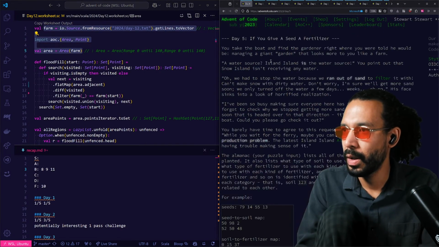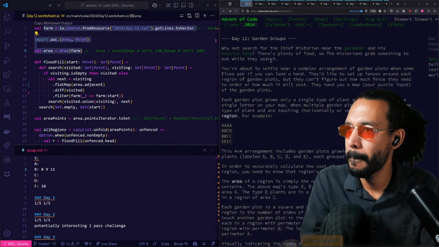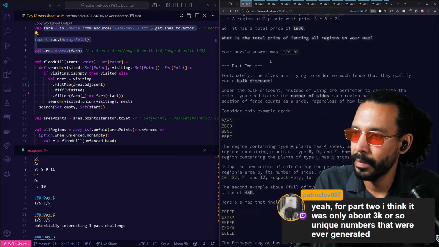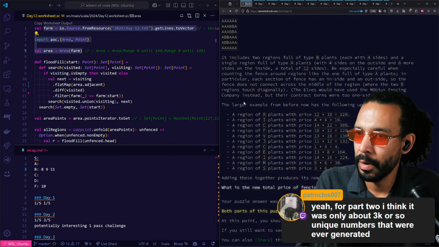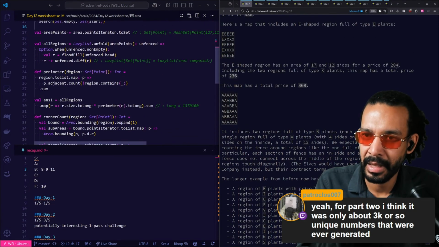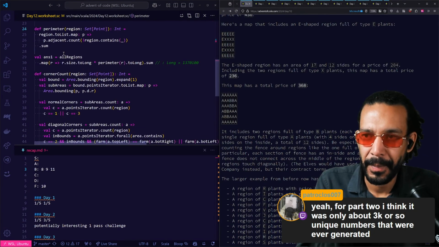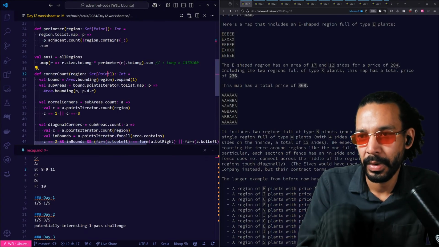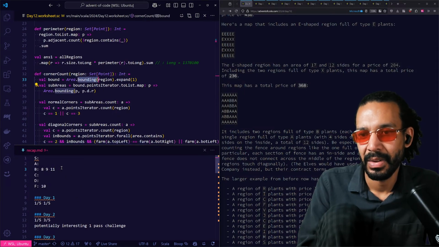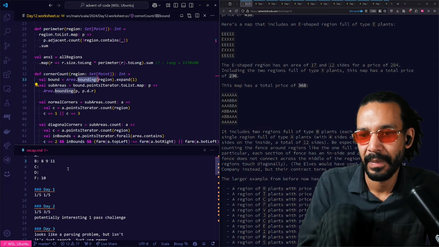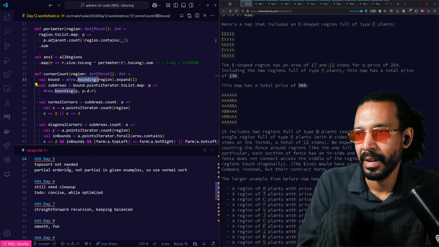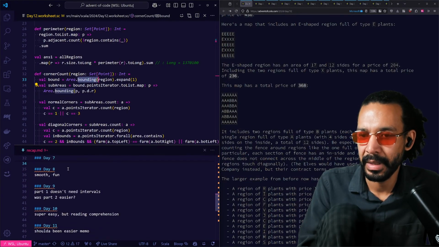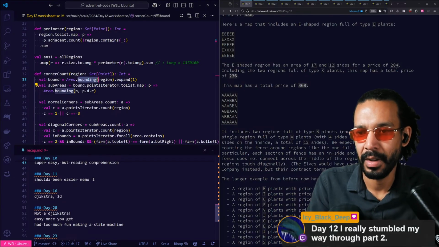Okay, day 12. Oh, the farms. This was fun. What was it? Like flood fills and then perimeter. Oh, okay. Part two, though, getting the number of sides, that needed the corner insight. This challenged me for a bit. I definitely needed to draw.